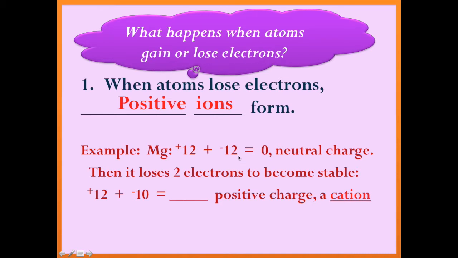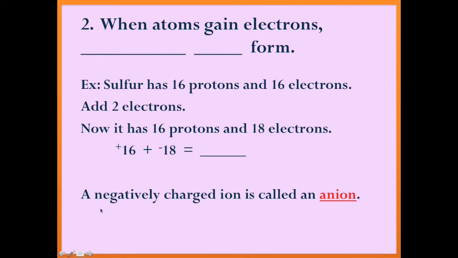If it loses 2 electrons, loses 2 of these negative charges, now it only has negative 10, but with a plus 12, it ends up having a plus 2 charge, and it's called a cation. I don't know why cation, it has nothing to do with cats, but we'd say magnesium becomes the magnesium ion, or cation. And when atoms gain electrons, negative ions form.